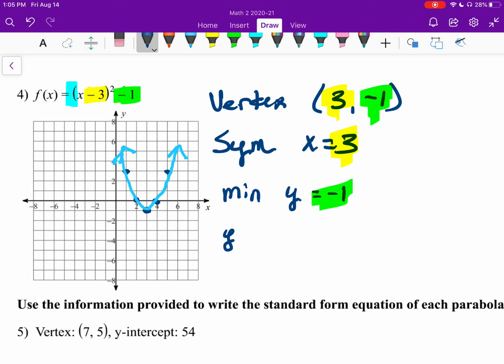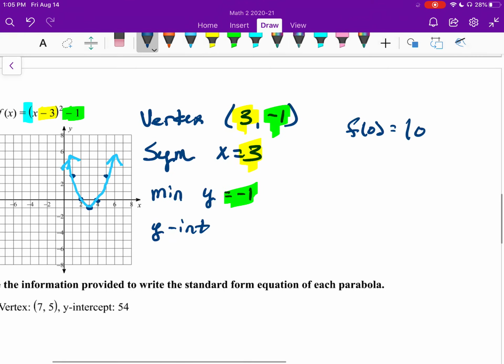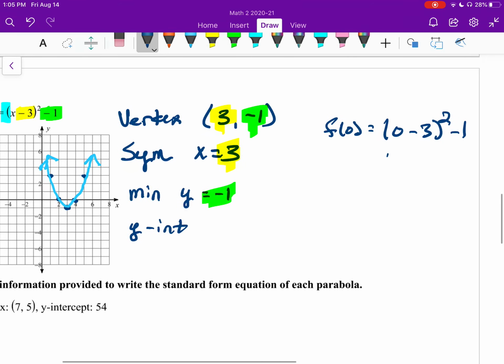And then for the y-intercept, I got to plug in a 0 again. So I'm going to have f(0) equals 0 minus 3 squared minus 1, which is negative 3 squared minus 1. Now, because that negative is inside the parentheses, it's going to get taken away by that squaring. So I've got 9 minus 1, which gives me 8. So my y-intercept is 8.